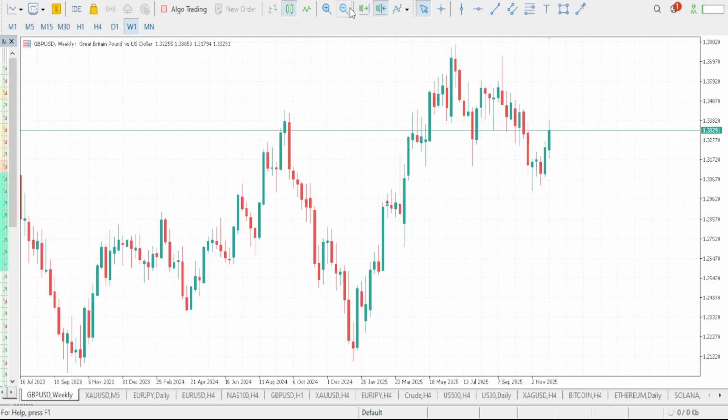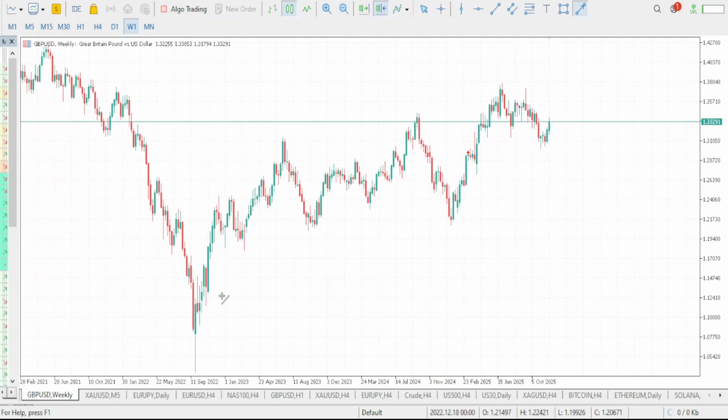I will explain. For quick analysis, I'll just do it like this. If this is the high, and this is the higher low, this is the higher high, and here is the higher low.